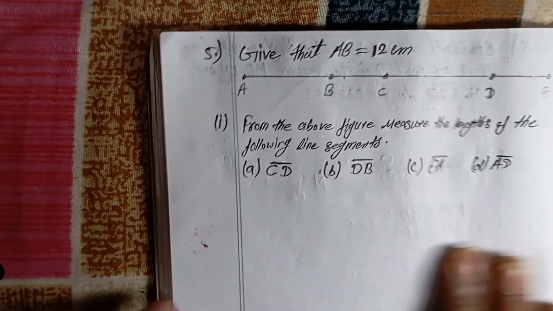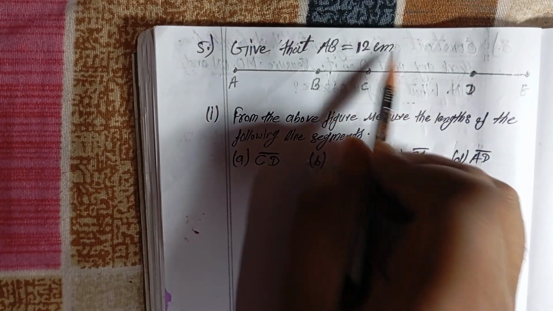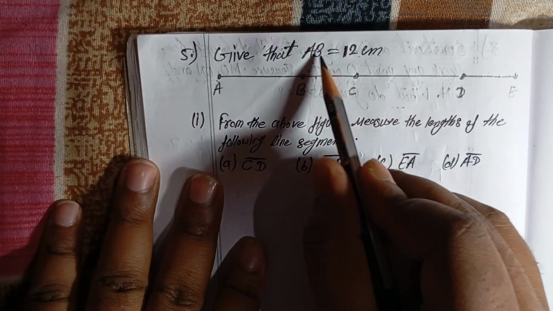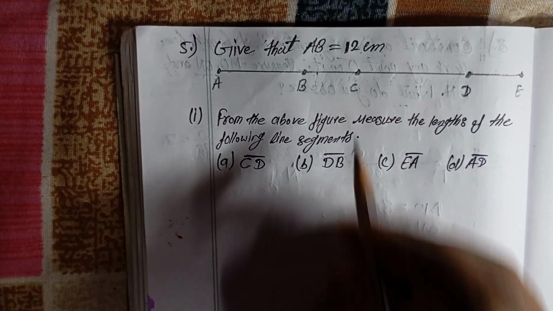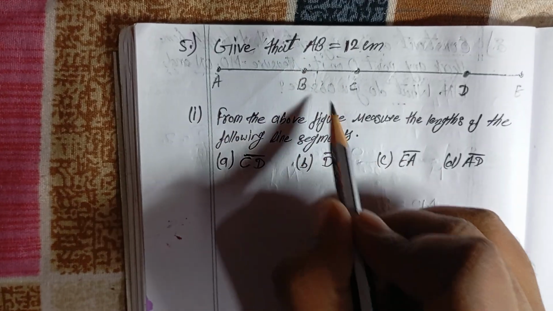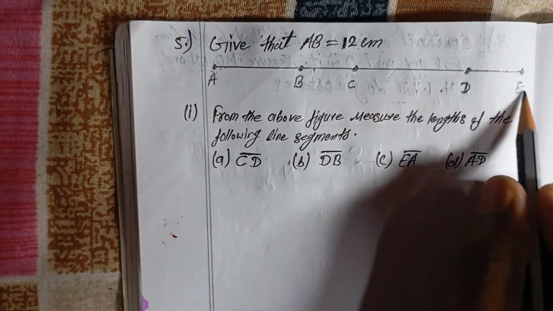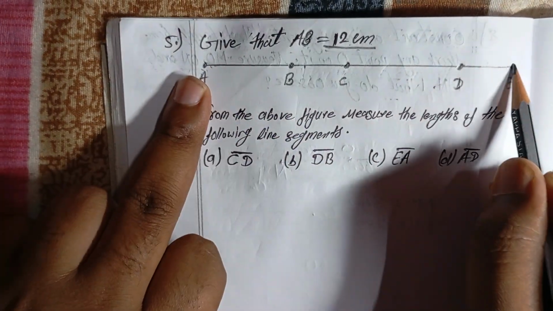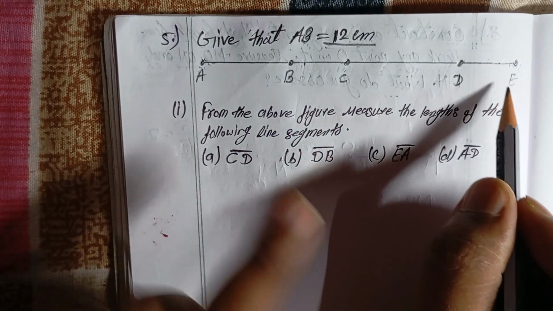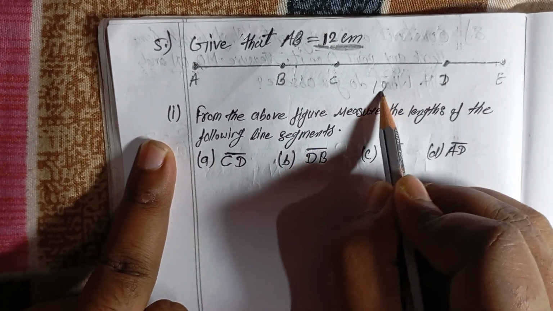Right, so let's talk about another question. Let's talk about the fifth one. In this one, it is telling that AB is 12 centimeter. Here there might be a mistake in the question, but the total distance from this point to this point is 12 centimeter.